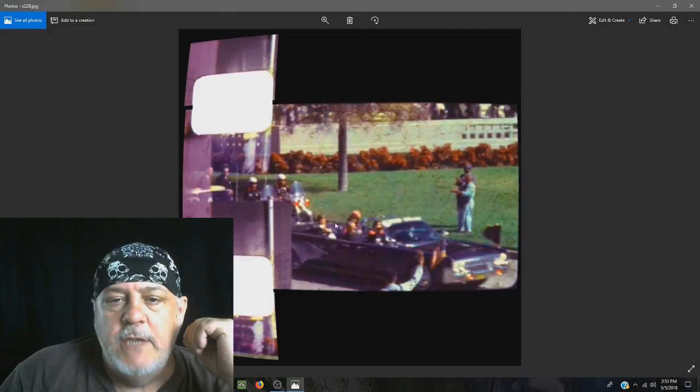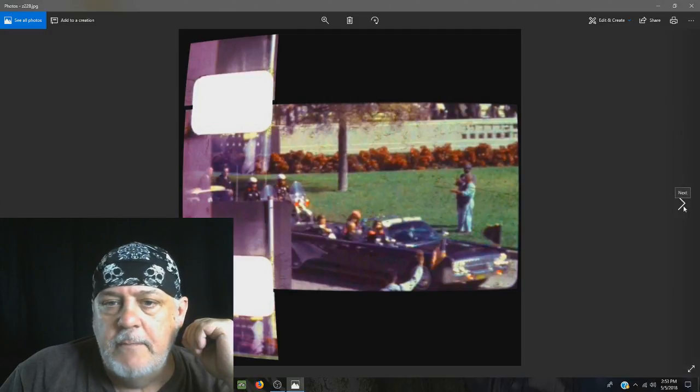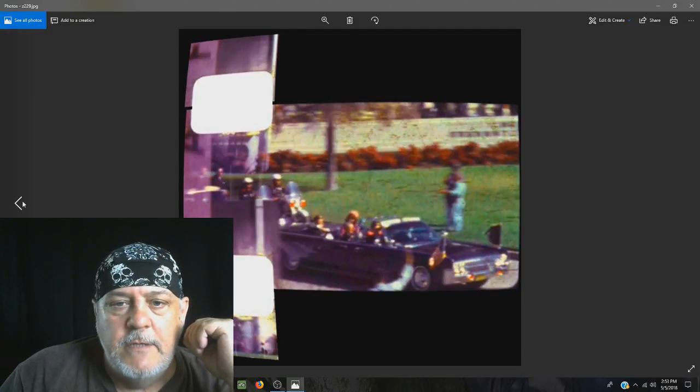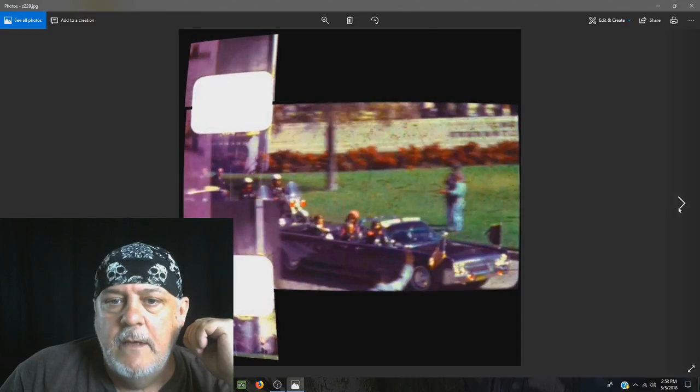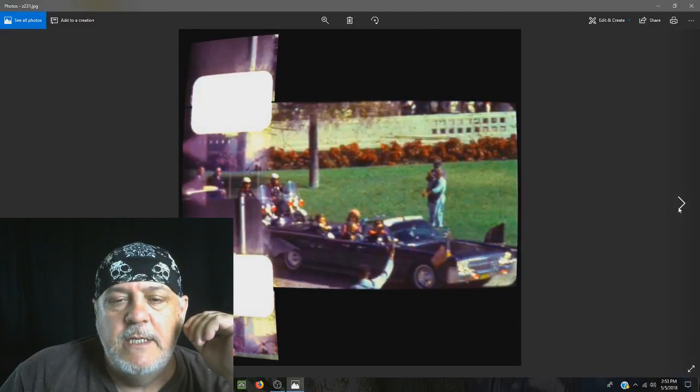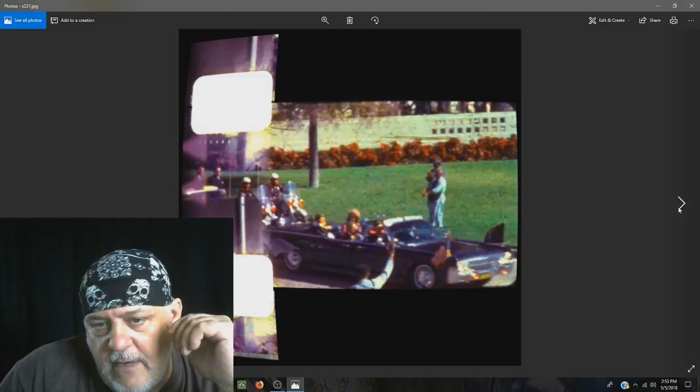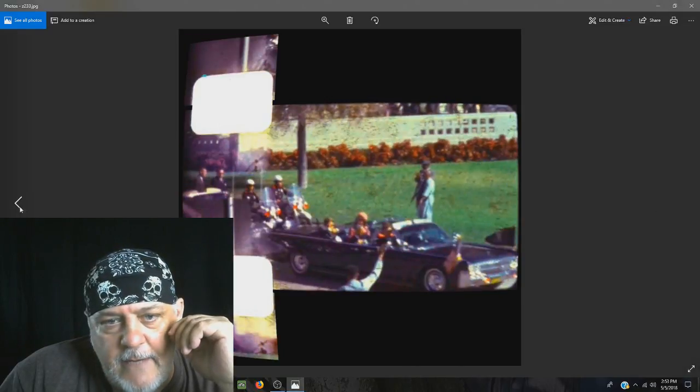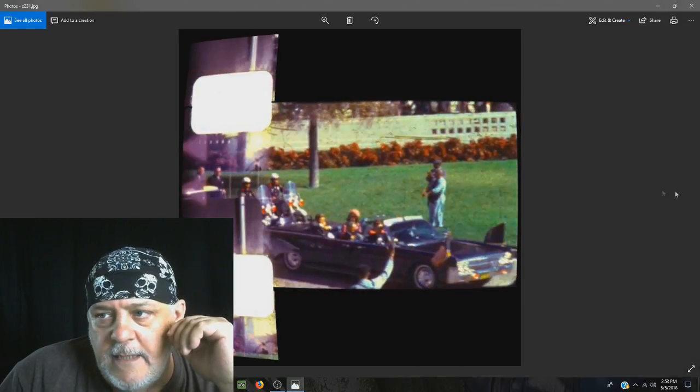When you keep an eye on JFK, just keep an eye on JFK, you see him jump up. See how he's jumping up, his arms are raising up more and stuff like that, because he was just shot in the back of the head. Now watch his head. See his reaction now? Now he's pushing over. See how his head's coming down now?